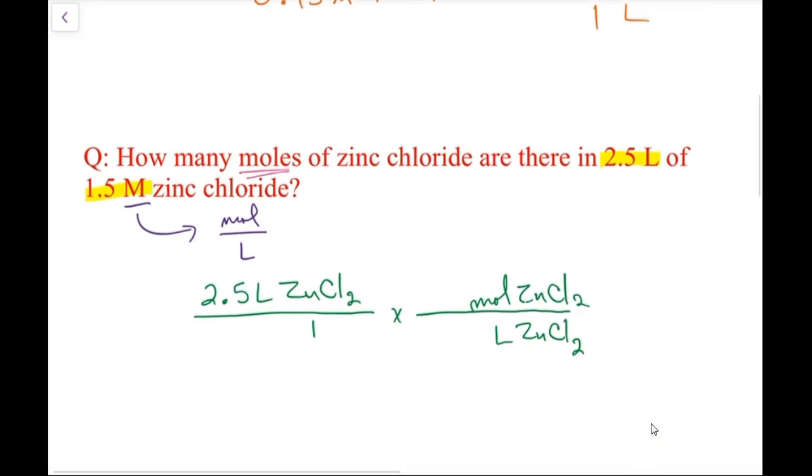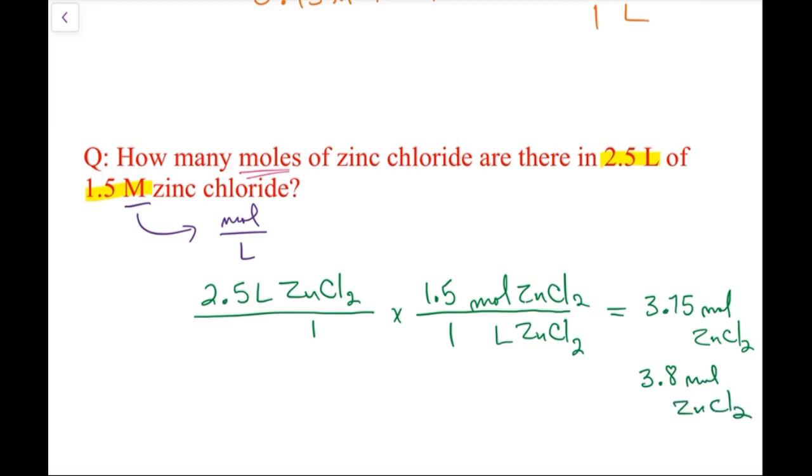So 1.5, the number for the molarity in the problem, goes next to moles, and a 1 goes next to liters. So it's simply 2.5 times 1.5 in this case. If I do the math, I get 3.75 moles of zinc chloride, which would round to 2 sig figs based on my two starting numbers, so 3.8 moles of zinc chloride.